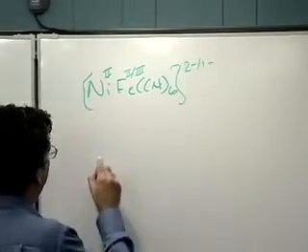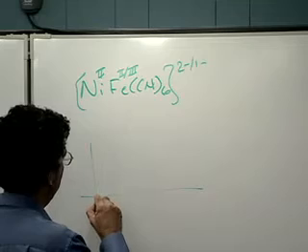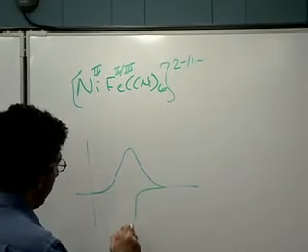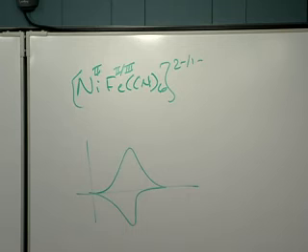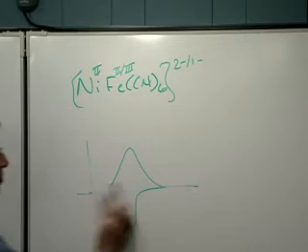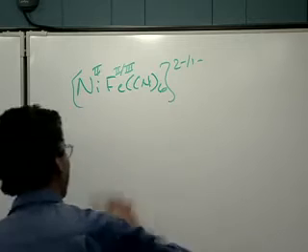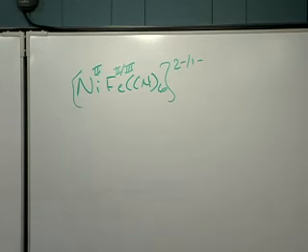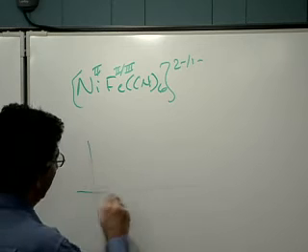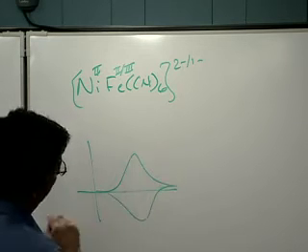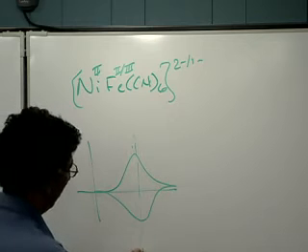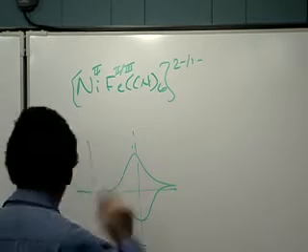We're going to pick a potential here. Here's our cyclic voltammogram. Nope, that's just not going to make it. That's a little better. Here's our E1/2. It's surface confined, so it's symmetric, believe it or not.